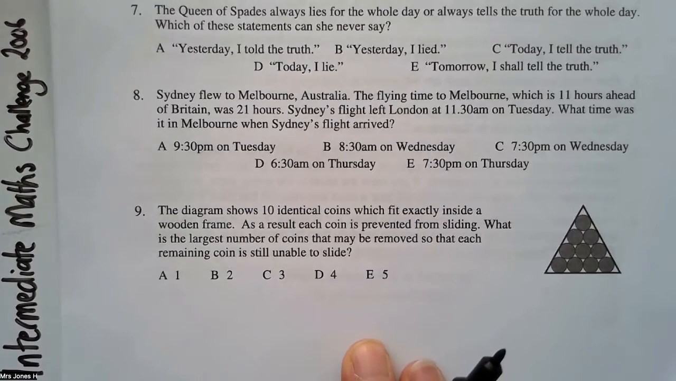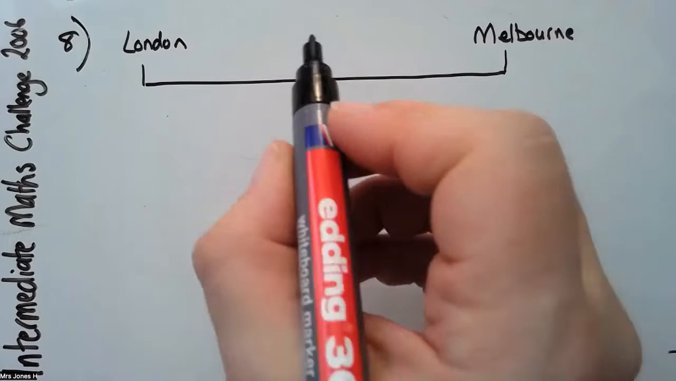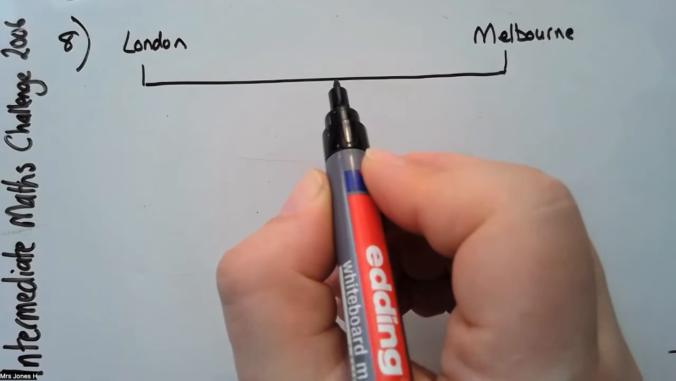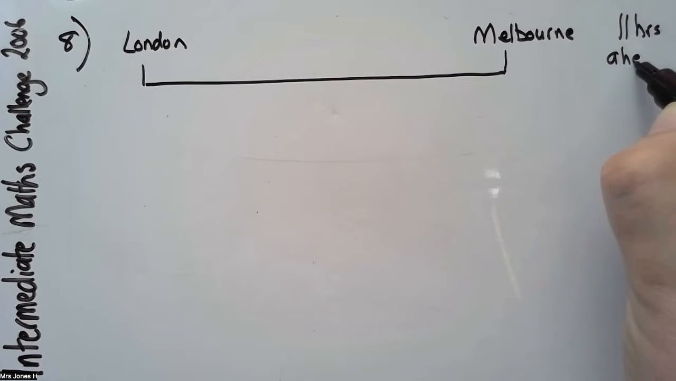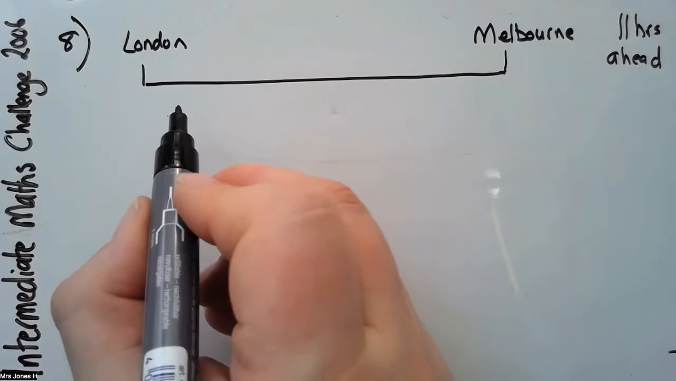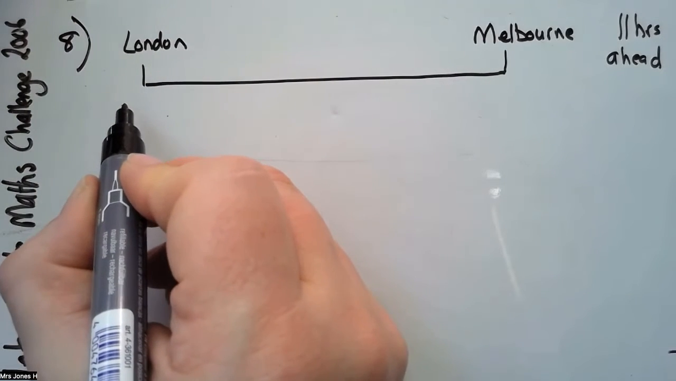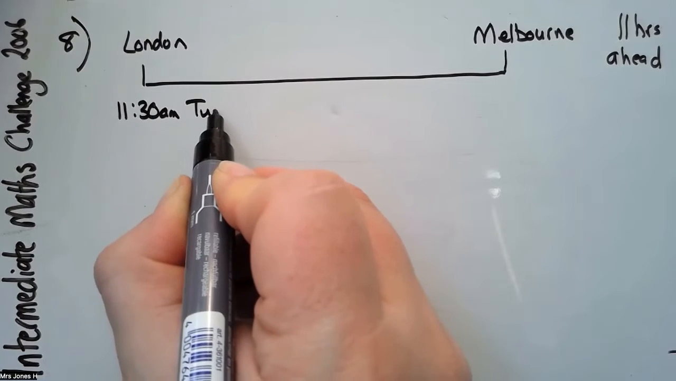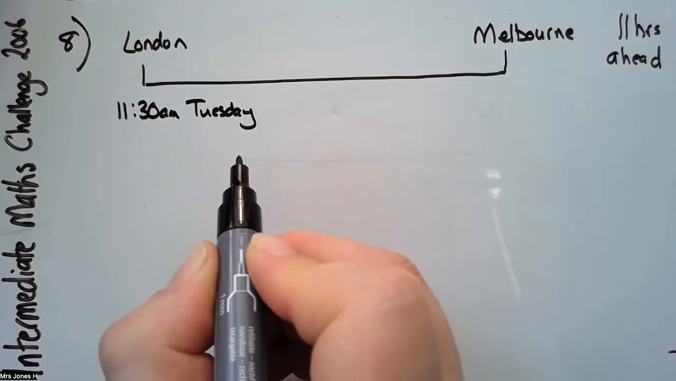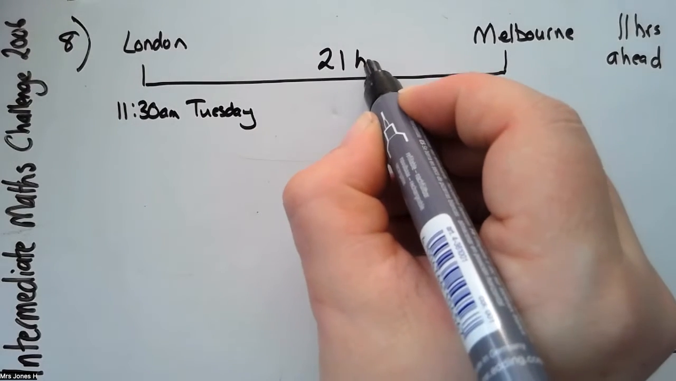So I always draw a picture at this point. We are told that Melbourne is 11 hours ahead. So there is 11 hours. They start at 11:30 a.m. on Tuesday. The whole journey takes 21 hours.